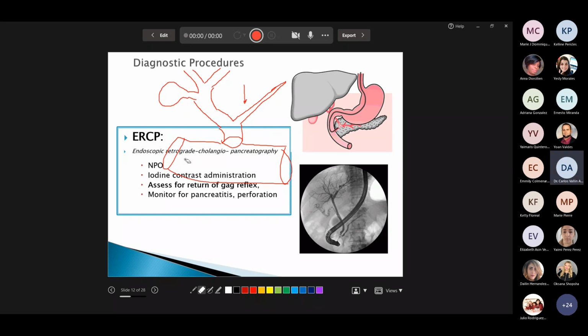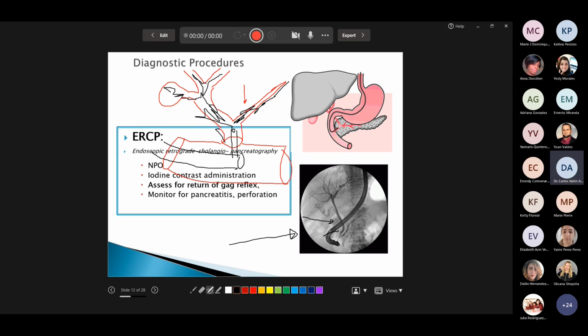So the doctor will examine this by introducing an endoscope through the mouth onto the duodenum. You see here the endoscope. And it's going to introduce a catheter in this duct, and it's going to inject backward, retrograde, iodine in all those ducts, and then make an X-ray. And here you have what they see.